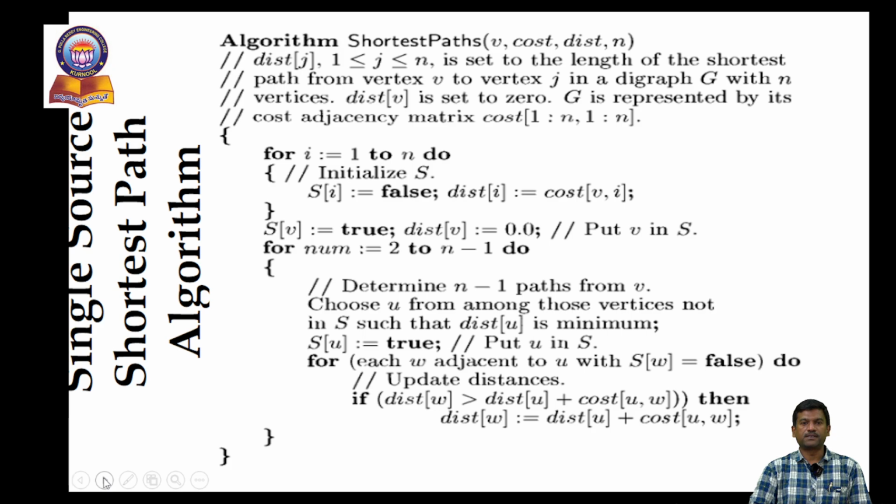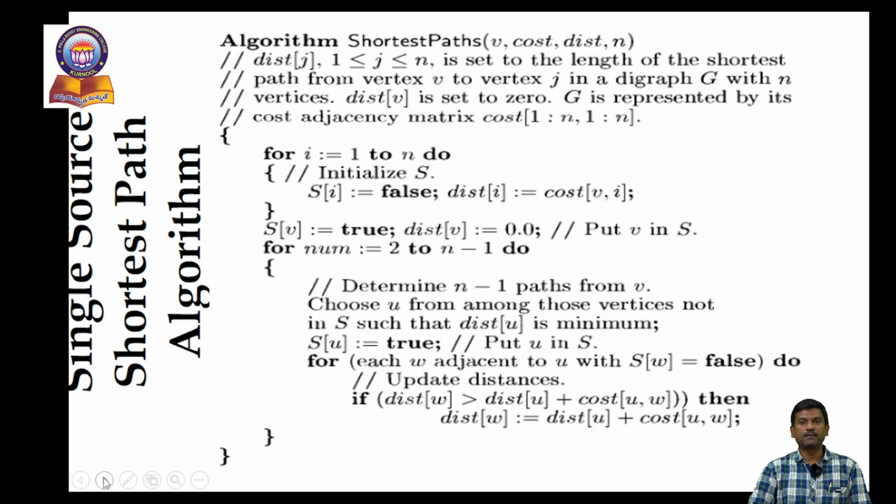So at the first step, we are initializing the solution set. That is, for I equal to 1 to N, do S of I equal to false. Here we are not considering any vertices in the solution set, that is, S of I equal to false, and distance of I equal to cost of V comma I, where V indicates the source vertex and I indicates the vertex considered, ranging from 1 to N. And make the source vertex true, that is, S of V equal to true, and the distance of V equal to 0.